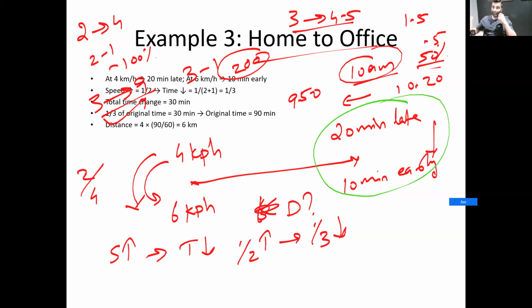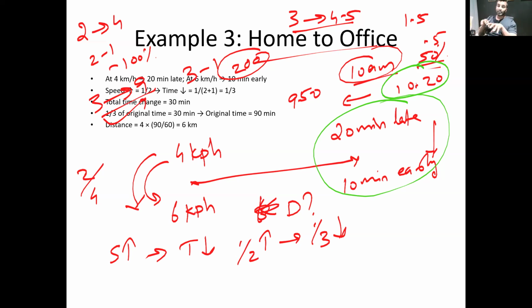Some of you may tell that it is 20 minutes. Some of you will tell that it is 10 minutes. That's not the case. Understand this example which I have given. First, assume he is supposed to reach the office at 10 o'clock. First case, he is reaching at 10:20. Now he is reaching at 9:50. So that 20 minutes he was late, that he covered. Now he is reaching 10 minutes early.